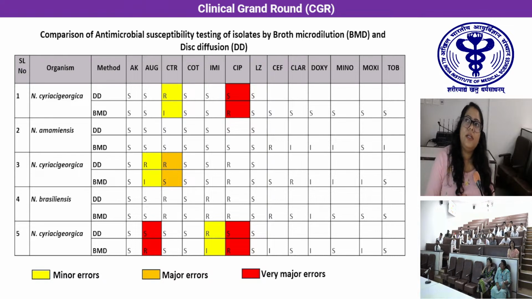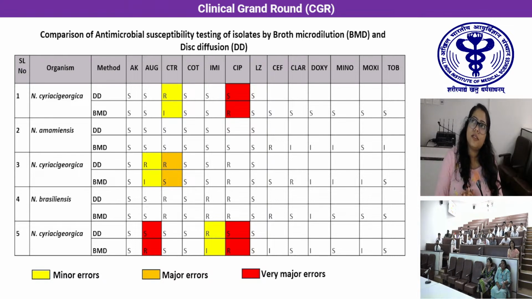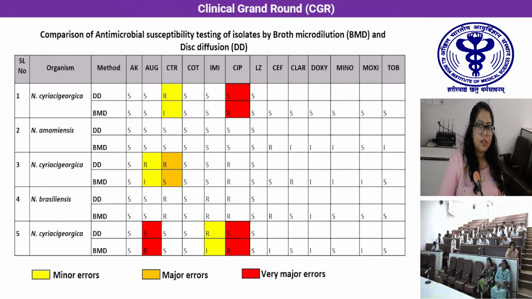Following this, we compared the antimicrobial susceptibility pattern using broth microdilution and disc diffusion. This table shows the categorical agreement. The disagreement is shown as very major error, major error, and minor error. Very major error is any isolate which is resistant being reported as susceptible, major error is a susceptible isolate reported as resistant, and minor error is any intermediate isolate which is reported as either susceptible or resistant, or vice versa.